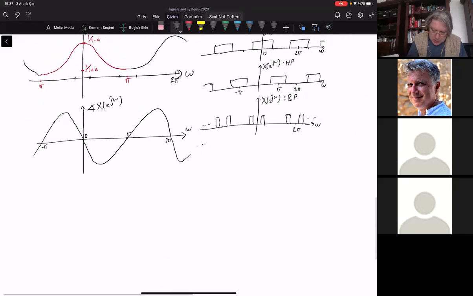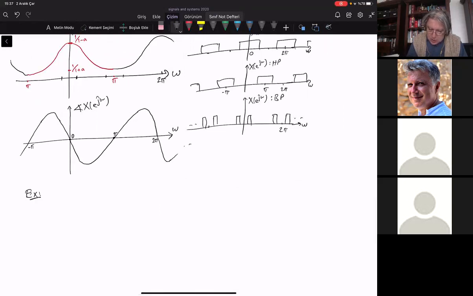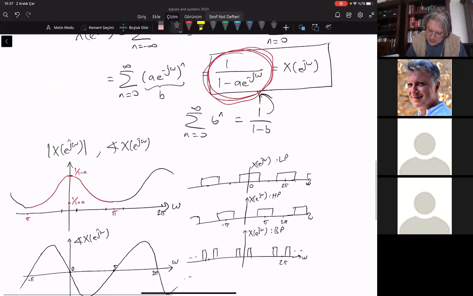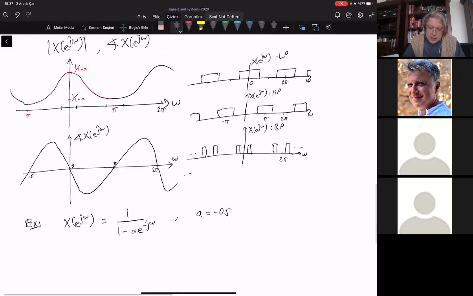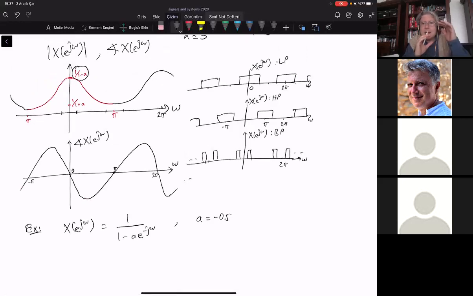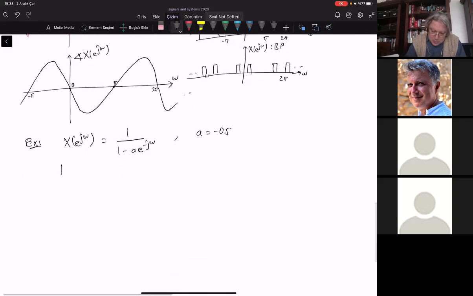By the way, I can ask the same question, which gives X of e to the j omega equal to 1 over 1 minus a e to the minus j omega. Okay, let's say that this time a is equal to minus 0.5. It's negative, it's still less than 1 in magnitude. If it is negative, then this 1 over 1 minus a will be essentially the smaller one, and 1 over 1 plus a will be the larger one. So if a is negative, then the magnitude of X of e to the j omega would look like this.